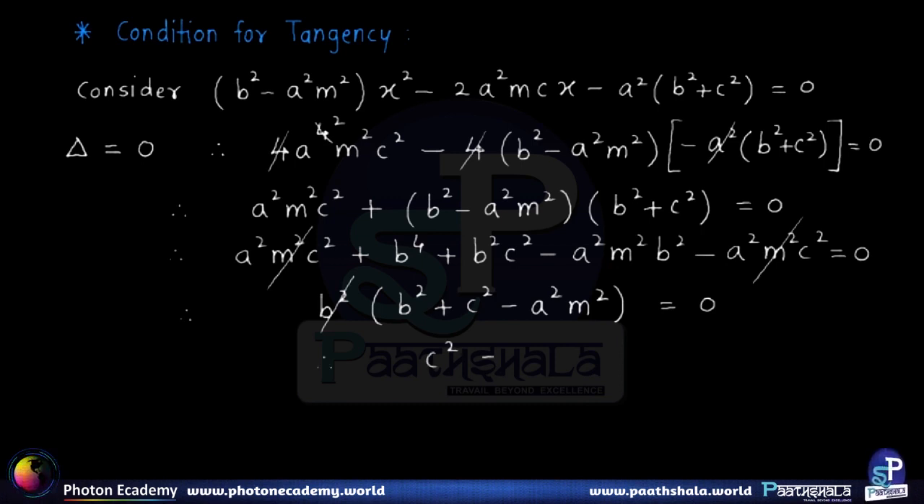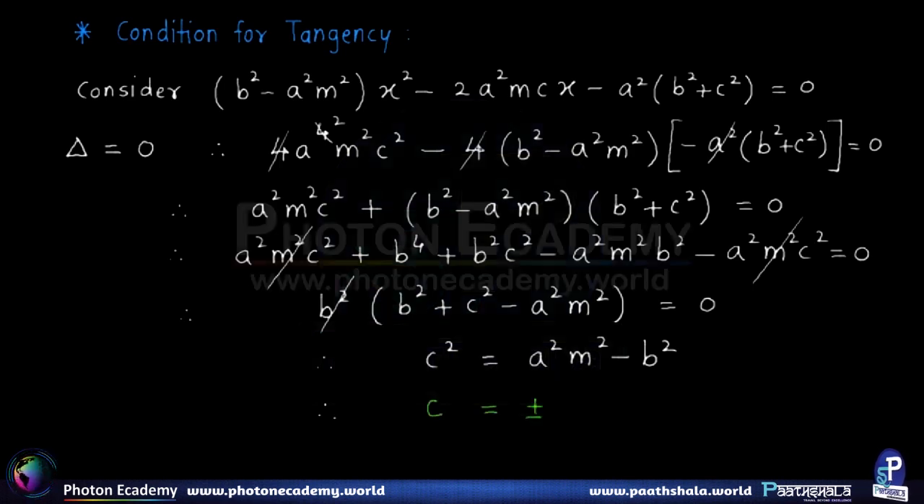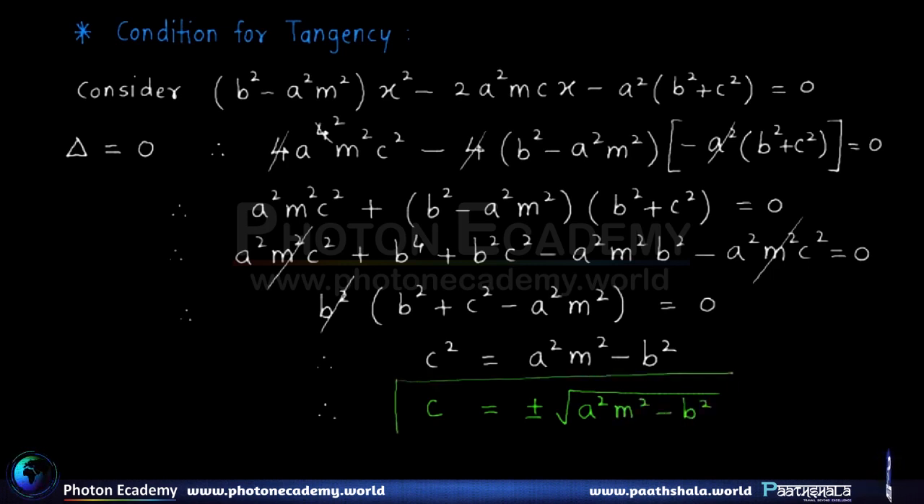And finally we will get c^2 is equal to a^2 m^2 minus b^2, and hence at the end we have c equal to plus or minus the square root of a^2 m^2 minus b^2. So this is that precise condition of tangency.